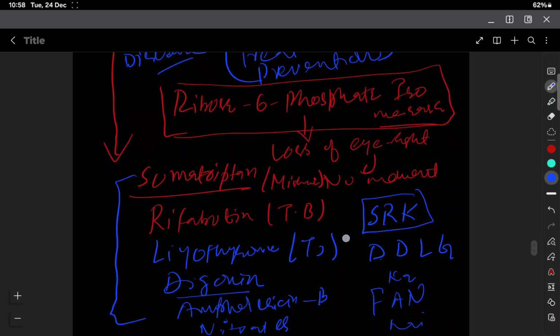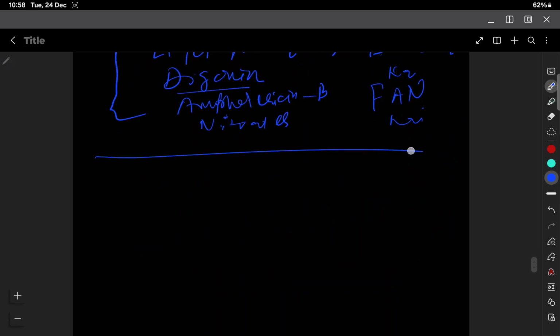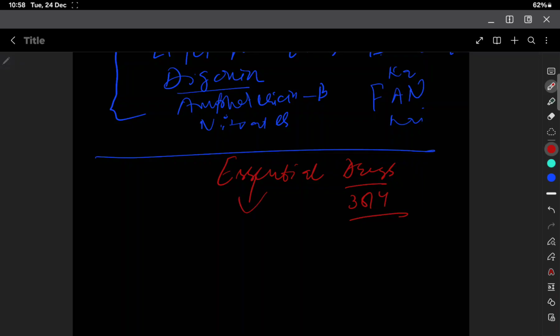One more thing we can add here apart from orphan drugs is essential drugs. There are almost 384 essential drugs to be precise. These are the drugs which are mostly used by the population. They are safe for the population, they have maximum therapeutic effect, and they are the most commonly used drugs. This list changes, and right now there are 384 essential drugs.